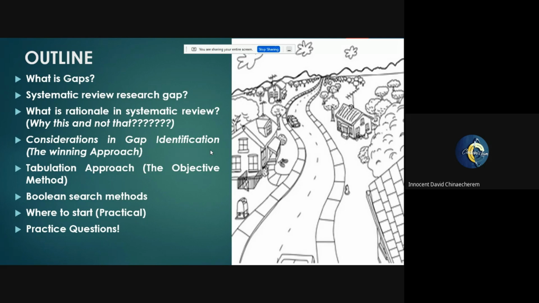The pertinence of this series is just to make it very, very simple for us to know, okay, why do I want to do this, since I've now been able to identify that gap. That is just it. Then we're going to look at some of the considerations in gap identification, so what I call the winning approach in research.